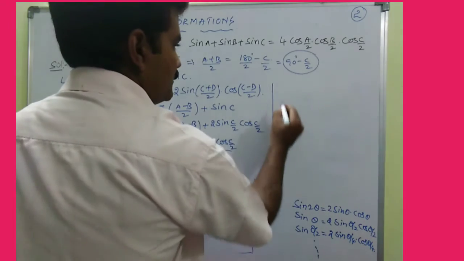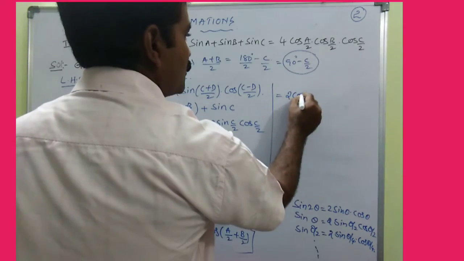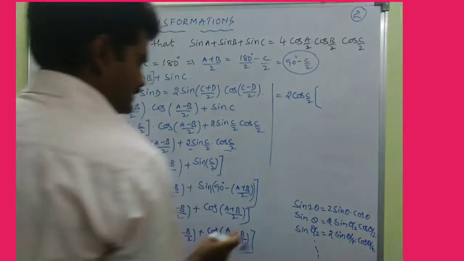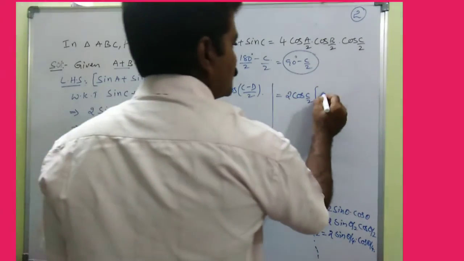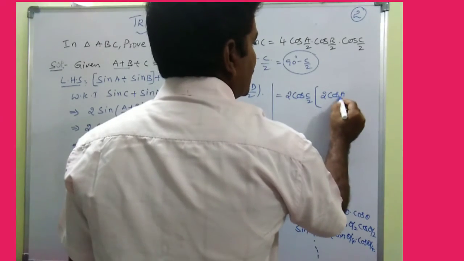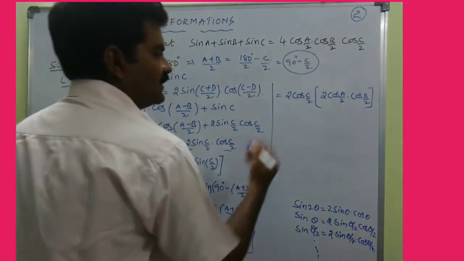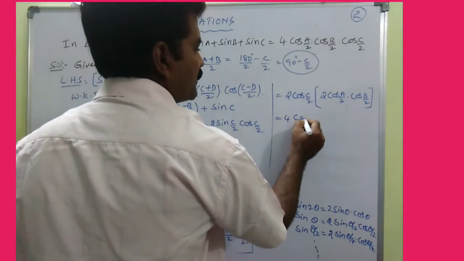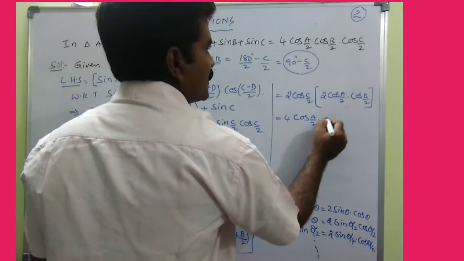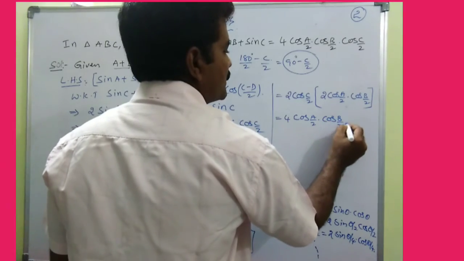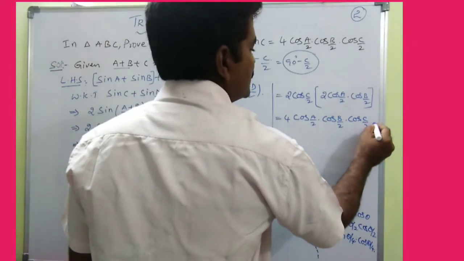So which is equal to, we have 2 cos c by 2 and the sum of these two is equal to 2 cos a by 2 into cos b by 2. So 2 into 2 is 4, and if you write in order, cos a by 2 into cos b by 2 into cos c by 2.